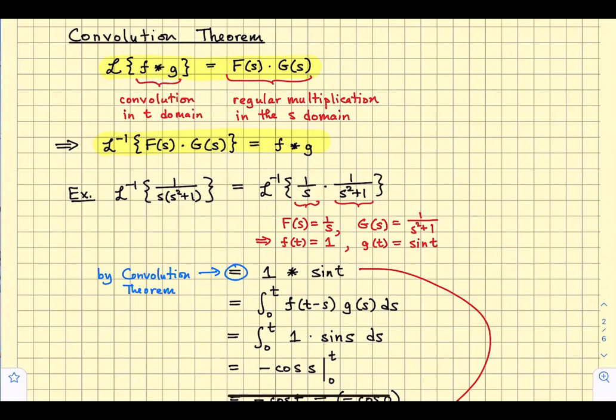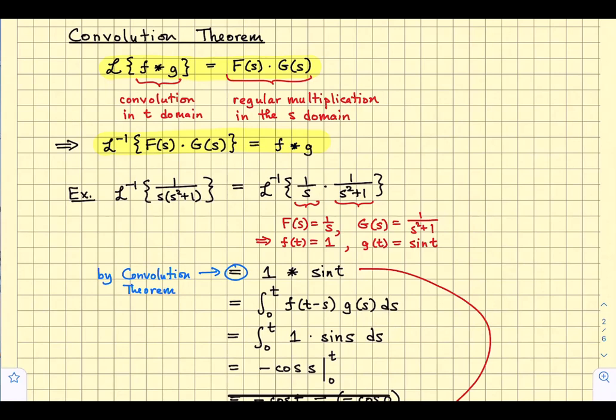If you inverse transform big F of s regular times big G of s, then you can inverse transform the pieces. Think back to our first example in the section. You can inverse transform the pieces. You can't tie them together in the t domain with regular multiplication, but you can tie them together in the t domain with the convolution version of multiplication.